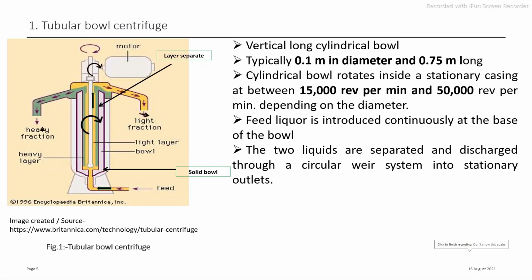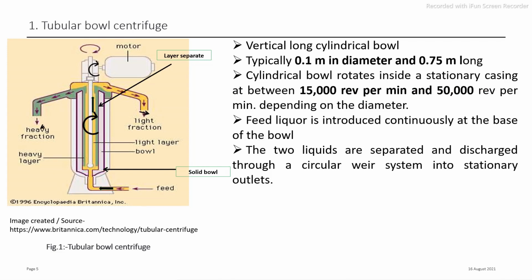First one is the tubular bowl centrifuge. As per the name, the main rotating internal bowl is tubular, like a pipe. That is the cylindrical bowl, which rotates inside of that casing. The speed of rotation is between 15,000 rpm to 50,000 rpm, depending on the specific diameter and the length.